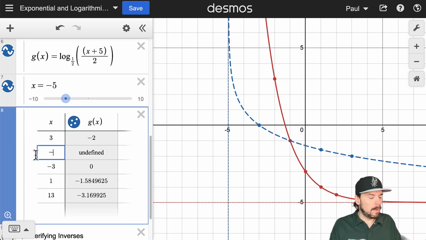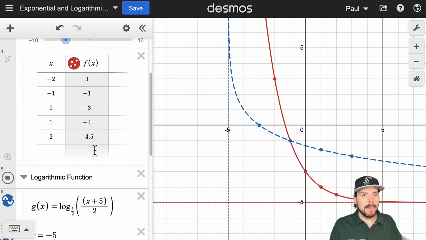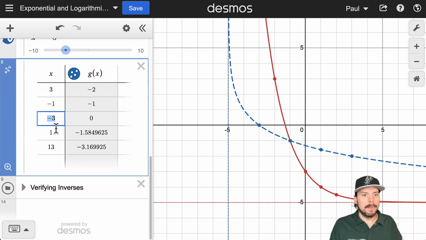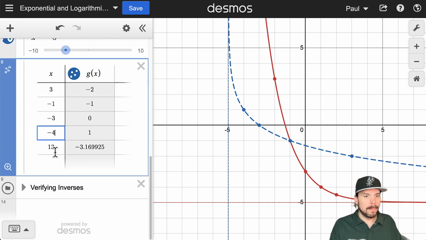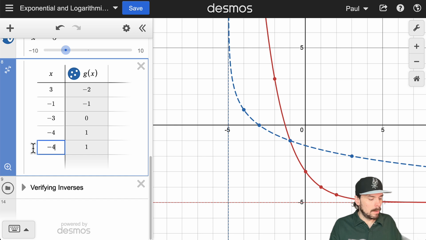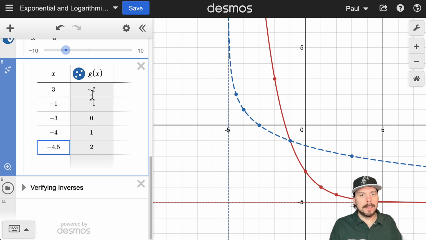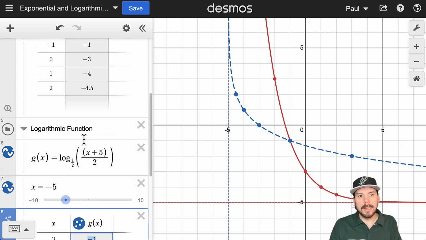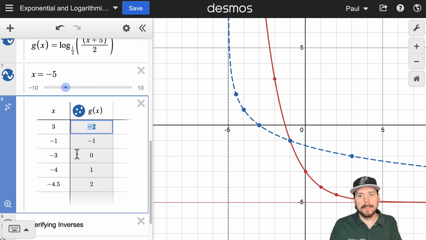3, -1, -3, -4, -4.5. And if I did it right, I get this, what was the default input. When I create these tables, it just starts off with a -2 to 2 input domain there. Now we're getting that as the output range. We get that perfect mirror image as well.